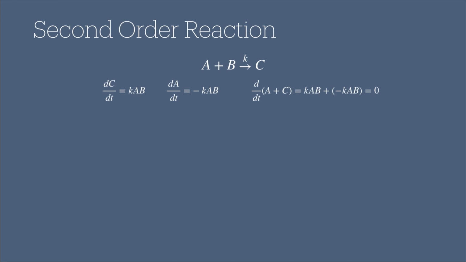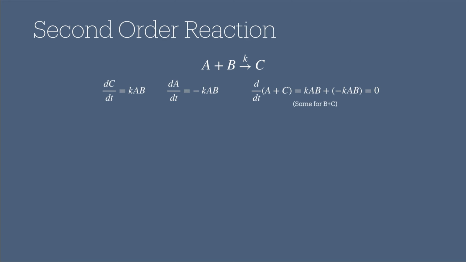Now let's look at second-order reactions. Assuming reactants A and B combine to form C at a rate constant K. You can pause this video here and try to figure it out on your own. Starting again with the definition of the rate constant, the rate of formation of C is equal to KAB, and the rate of consumption of A is negative KAB. The sum rule tells us that the sum of the rates is 0. I only showed A and C, but this equation works the same with B and C.